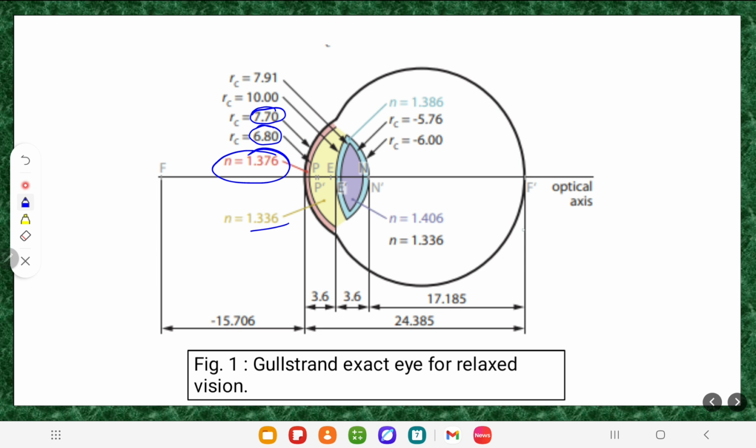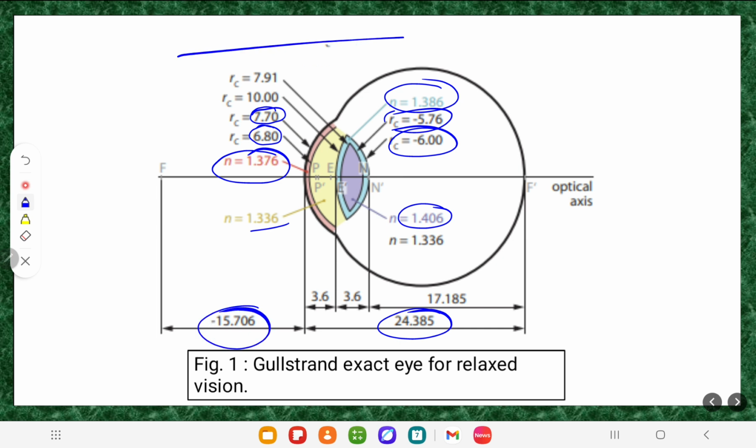Refractive index of aqueous, refractive index of C 1.406, and refractive index of cortex, radius of curvature of nucleus, radius of curvature of back cortex, isn't it? It's very important. See, this is the posterior focal point, this is the anterior focal point, which is measured in the opposite direction of light. So you can understand this.